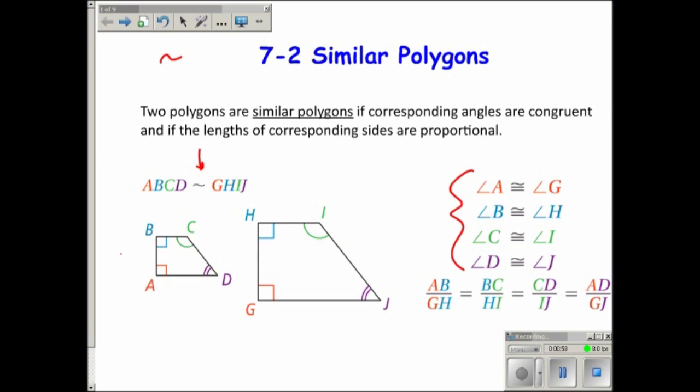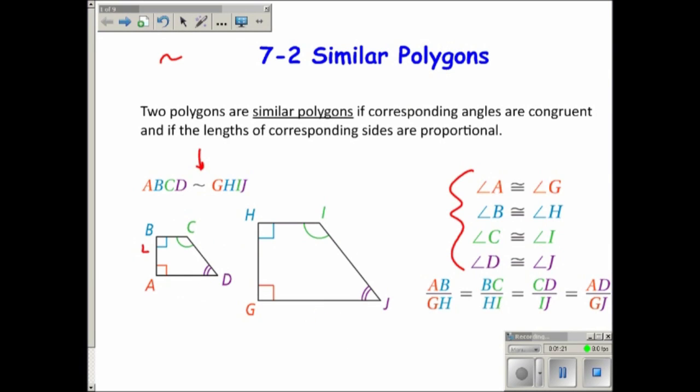So if I look at AB over GH, that ratio is the same as BC over HI, which would be the same as the ratio of CD to IJ, which is the same as AD to GJ. Okay, let me give you some numbers just to show you what that looks like.